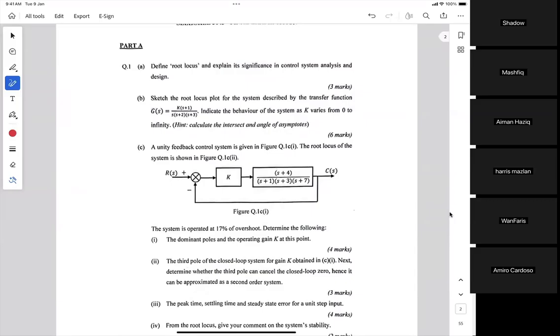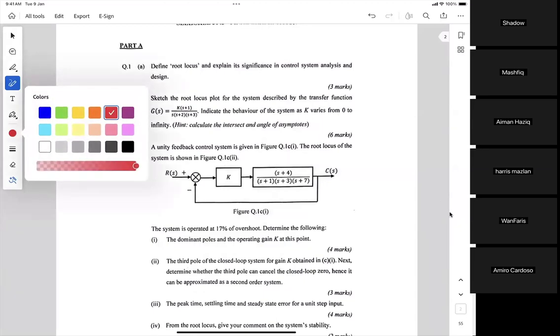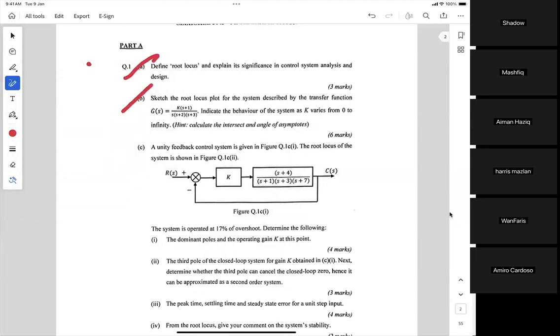Question 1A. Define root locus and explain its significance in control system analysis and design. B. Sketch the root locus plot for the system described by the transfer function G(s) equal to K(s plus 1) over s(s plus 2)(s plus 3). Indicate the behavior of the system as K varies from 0 to infinity.